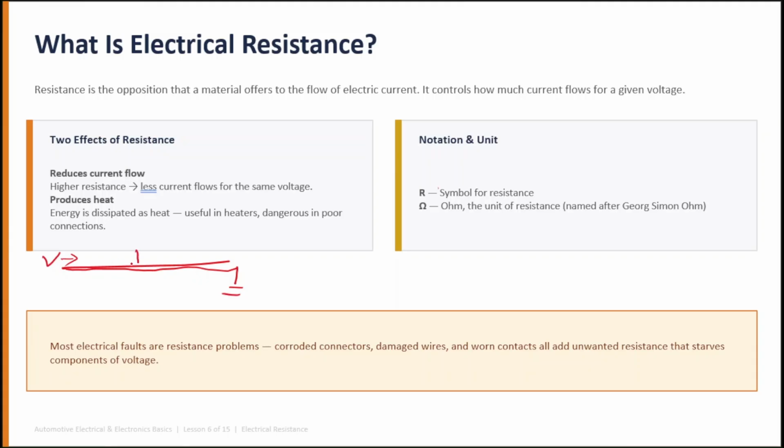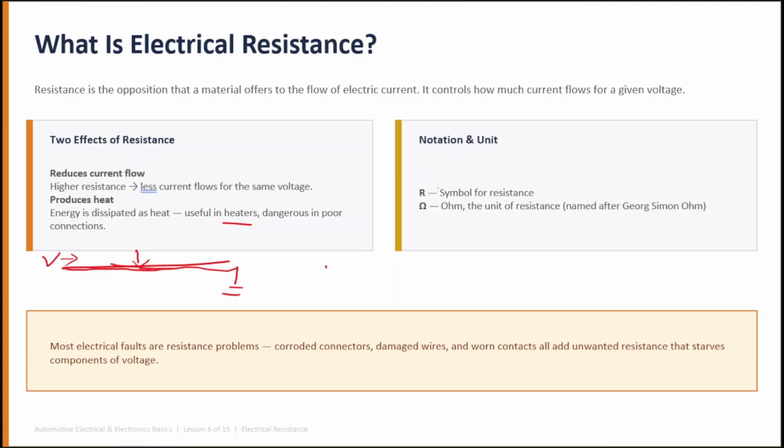If any opposition is felt in between or anywhere, then that is called a resistance. If there is a resistance in a circuit, it produces heat. This dissipated heat, we use it in heaters, and it's dangerous if the circuit has poor connections. That we will learn in subsequent lessons. So resistance is an opposition to the flow of current in a conductor.